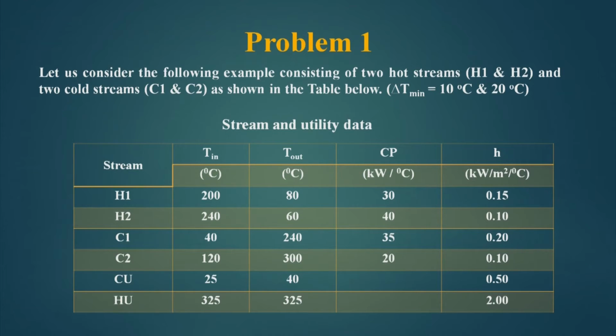So, this is the stream data which is available for us: H1, H2, C1, C2, Cu, that is cold utility, and Hu, the hot utility. Their supply temperatures and target temperatures are given, their Cp values are given, and their h values are given. The Cp values of cold utility and hot utility are not given to us, because we have to find out these values by energy targeting.